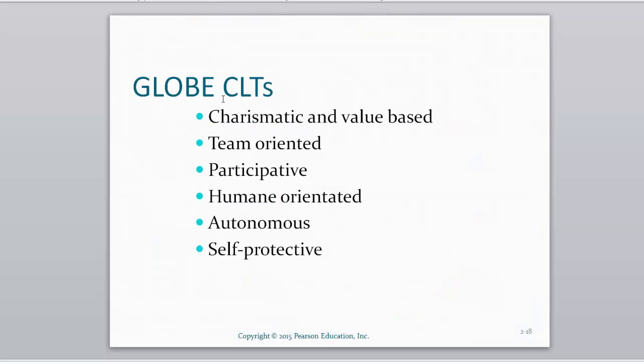So there are also some CLTs in this Globe research. They are basically culturally endorsed theories of leadership. Okay, so the leader has to be charismatic and value based, which means performance based leadership, team oriented leadership, participative leadership, which means the leader pays a lot of attention to followers' ideas, humane oriented means the leader pays a lot of attention to the followers' feelings, ambitions. Autonomous is very independent leadership. Self-protective is where the leader actually pays a lot of attention to the safety and security of the followers. Okay, you have to read all this from the textbook, very important.